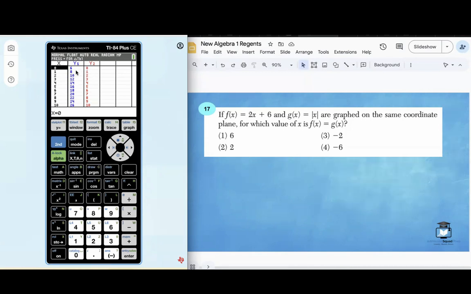So I see 6, 0, 8, 1, 10, 2, 12, 3, 14, 4. So it's not looking too good as we get bigger. Let's see as we get smaller what happens. 4, 1, 2, 2. All right, this looks to be like our lucky number. So for the value of x equals -2, that is when f of x is equal to g of x. So the correct answer is going to be choice 3, -2.